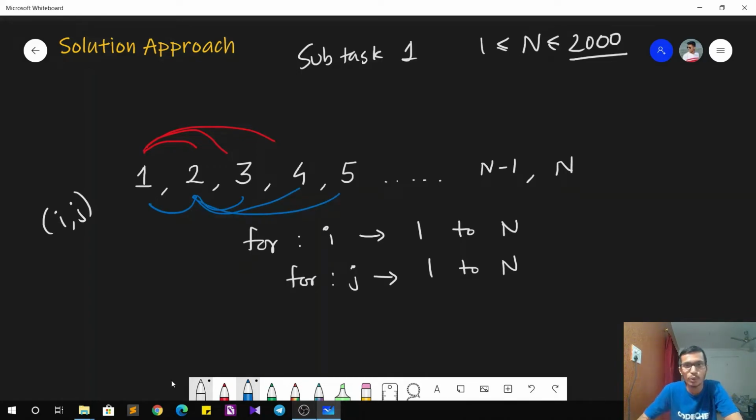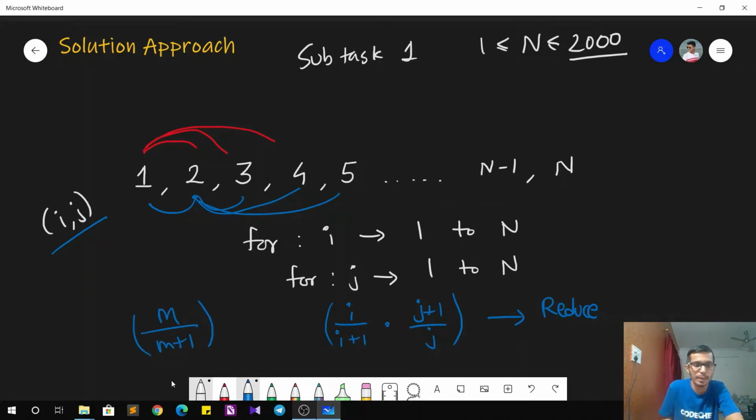So we will brute force on all the i, j pairs and evaluate the expression, that is i upon i plus 1 into j plus 1 upon j. Once we have this fraction, we will reduce it and check whether the fraction we get in the end is good, that is, of the form m upon m plus 1. We'll just maintain a variable count which tracks how many pairs are giving us good fractions.